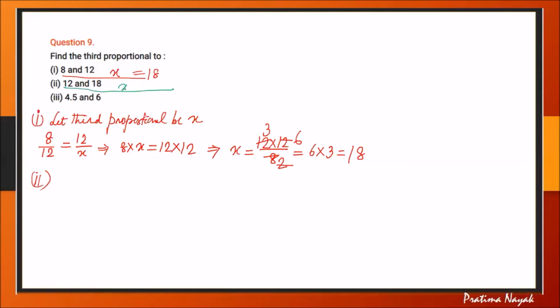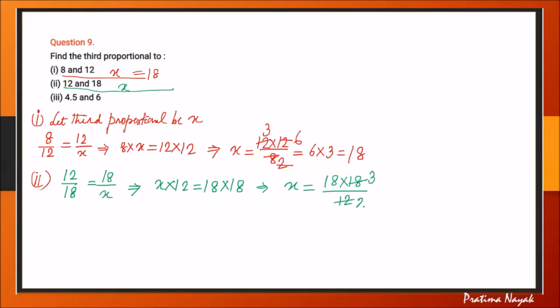Let this be x. So ratio of 12 to 18 is equal to 18 to x, or x into 12 is equal to 18 into 18, or x is equal to 18 multiplies 18 divided by 12. So what is the common divisor? 6. 6 3 times, so 2 times. 2 you can cancel with 9. So it will be 9 3 times 27. So answer of second part is your 27.